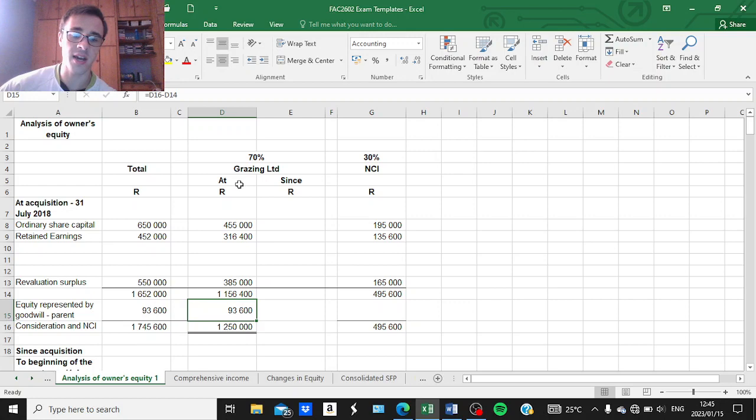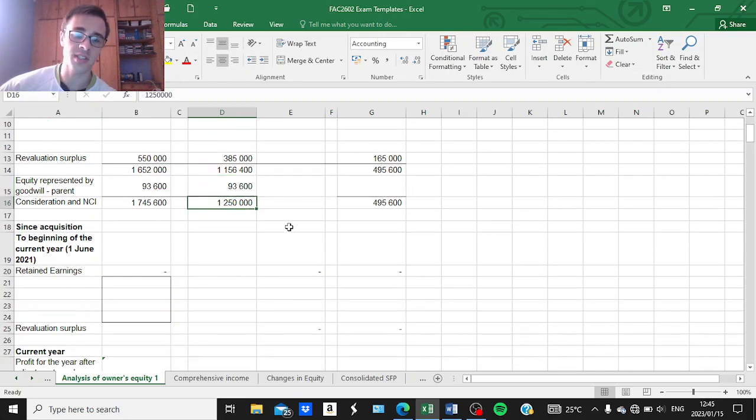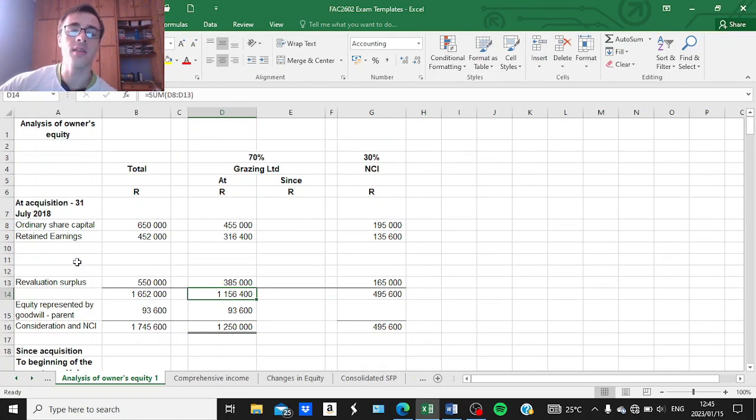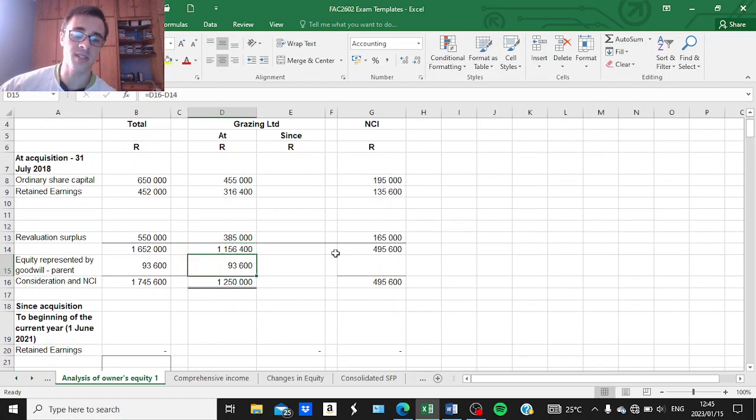So goodwill is calculated by taking the consideration received from the parent, which is 1.25 million, that has been given in the trial balance, the investment in Econ Limited, and then we just subtract the parent's share in the ordinary equity at acquisition, which is 1,156,400, which could also be just 70% of 1,652,000. The difference between these two amounts will give you 93,600, which is goodwill, and that only relates to the parent. So there is no portion that is allocated to non-controlling interests.